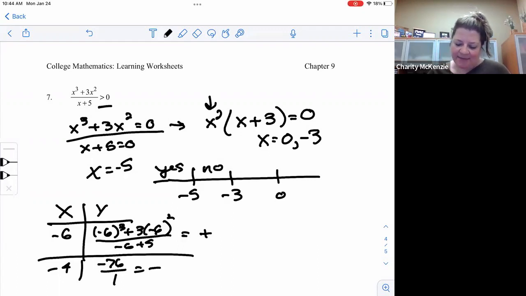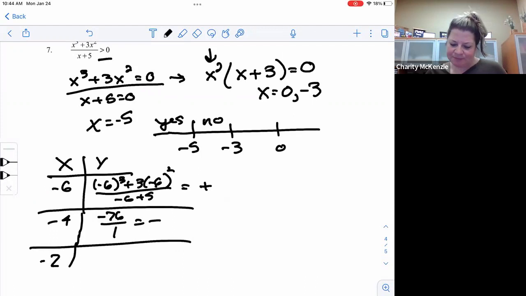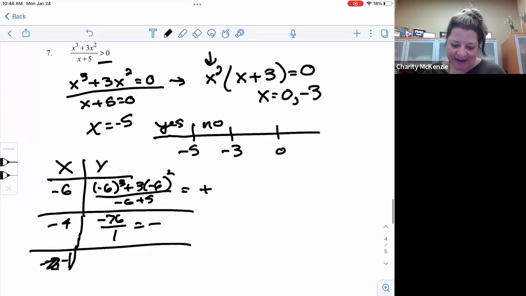And then -3 to 0, maybe we'll try a -2. Let me see if I can pull that up a little bit. -2 or -1 would even be easier. -1's easier. So -1 to the third is -1 plus 3 times -1 squared is positive. So this is all positive here. So this is a yes.